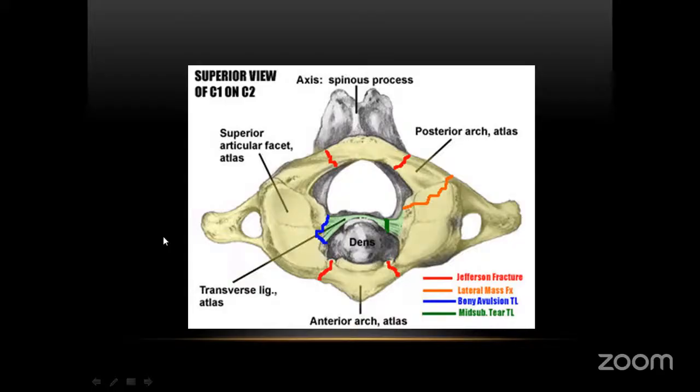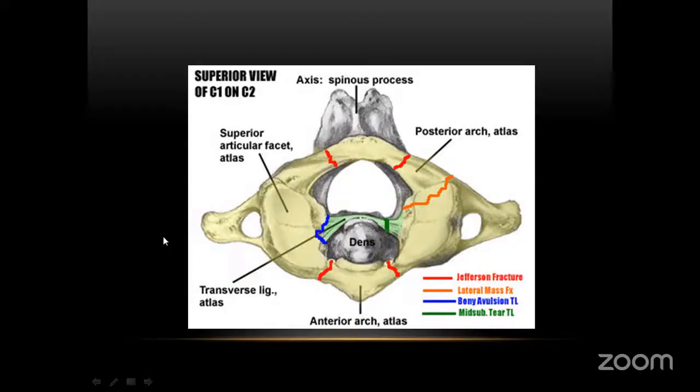Okay, so what are the other options? Is there any posterior option apart from the C1 C2 fusion? Then we have two options. One, either we go for transoral screw or plate screw placement. The transoral approach is very difficult, usually we don't go. And second, we go for posterior C1 screw placement only.